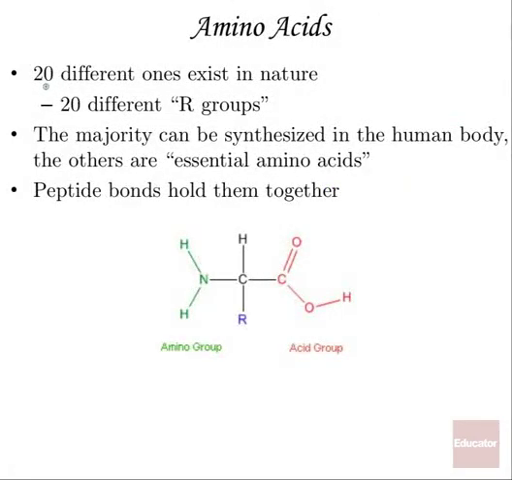Amino acids, there are 20 different ones in nature, and that's because there are 20 different R groups. So this is a variable, R. Sometimes it'll be an H there. Sometimes it could be something called a benzene ring. Sometimes it could be an OH. There's all of these different R groups here that make the 20 amino acids different from each other. The majority of amino acids can be synthesized in the human body. The others are considered essential amino acids. Just like with lipids earlier, essential amino acids you need to take in with your diet.